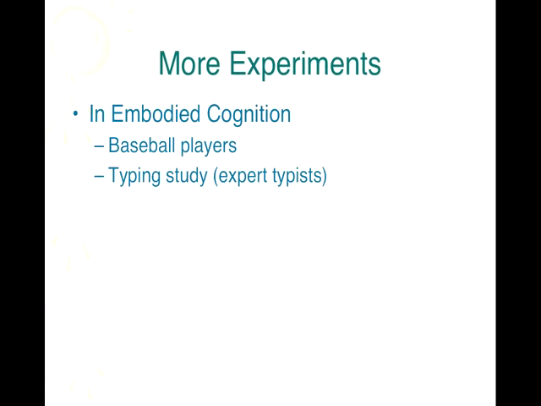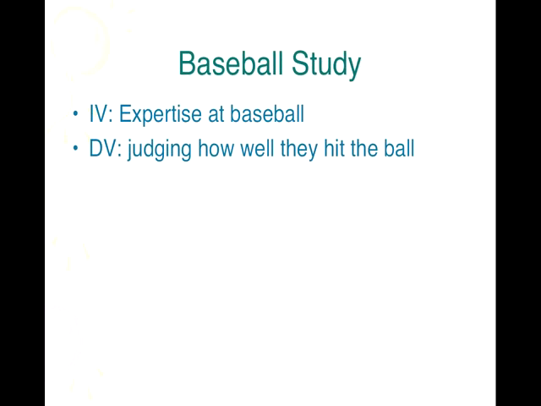Another study, two more. One on baseball players, which won't be what you think, and one on expert typists, and then I might tell you a little bit about a study that we do in our lab that's very similar to hers. Okay. All right, so in this baseball study, what they did was they had college baseball players, so they had expertise at baseball, and they asked them to judge how well they were hitting the ball.